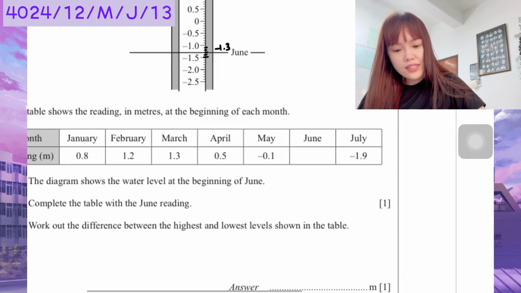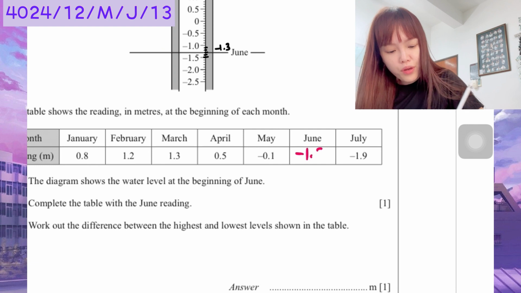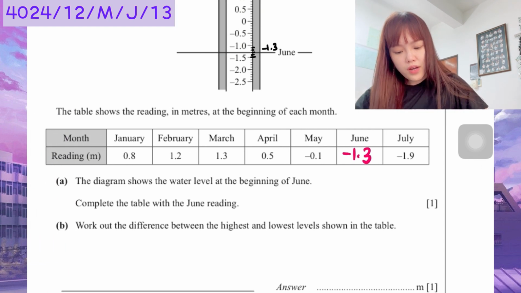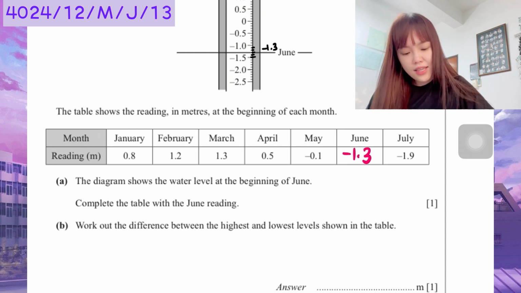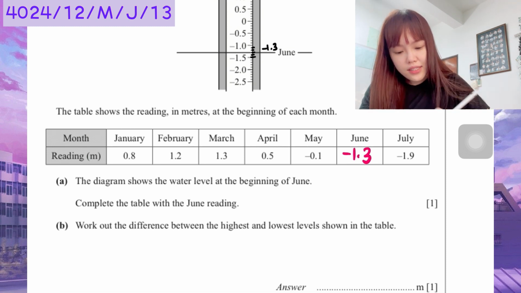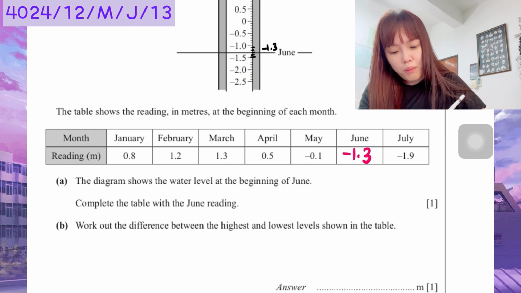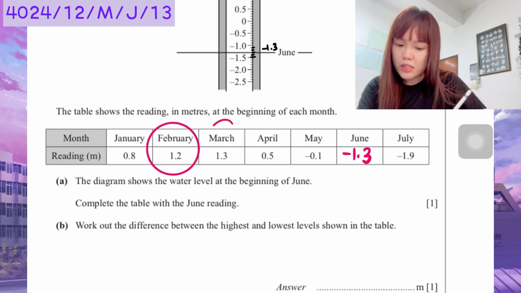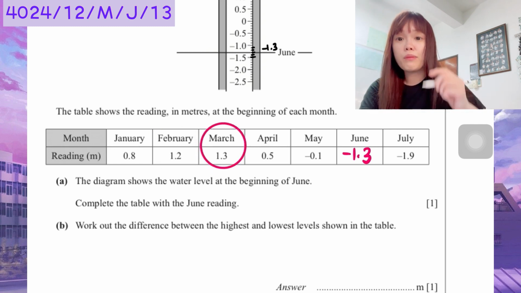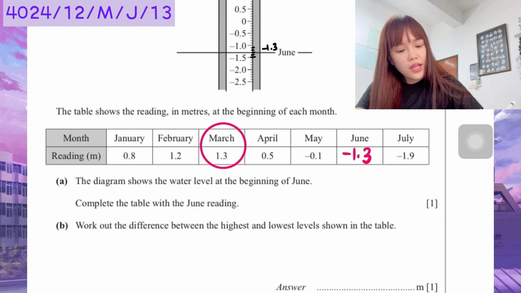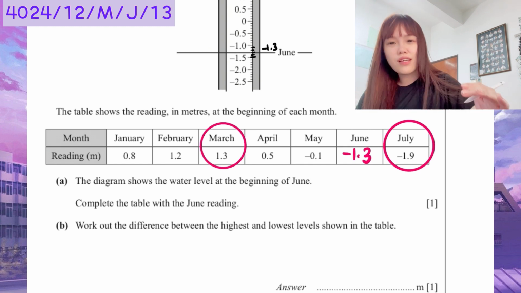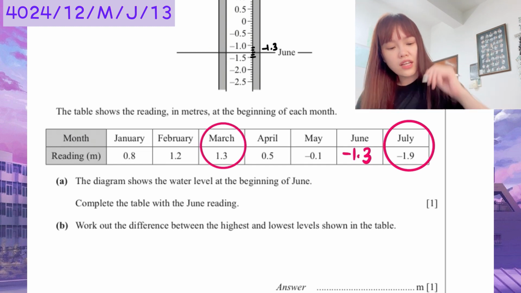Okay, so the answer is -1.3. Okay, and then part B, work out the difference between the highest and the lowest. The highest here is positive number definitely, which is on the February. It's a March because we have 1.3, which is larger than 1.2. Okay, sorry about that. And the lowest one will be -1.9 because it's the most negative. The most negative means the smallest number, -1.9.